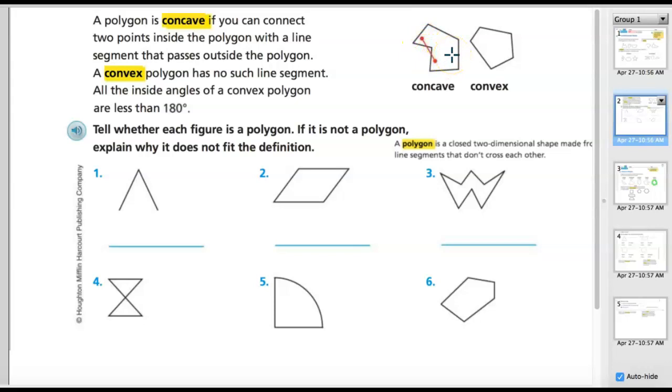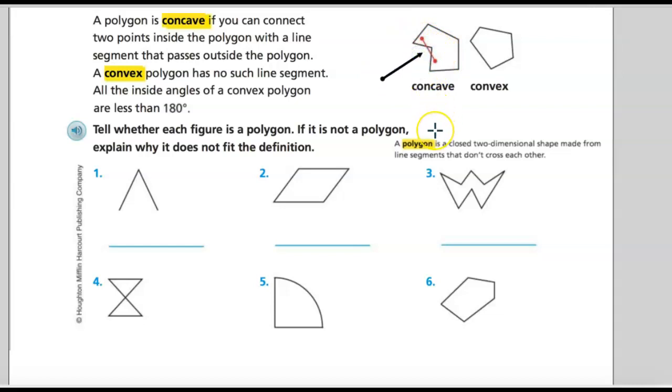Now that sounds confusing because the way I remembered it as a kid is, does this look like a cave opening? Does it look like you could walk through there and go inside of a cave? Yes, it does. Well, that's concave. So that's how I remembered it, but that might not work for you. So this is the way to remember it. It says again, if you can connect 2 points, here's a point, here's a point. If you can connect them with a line, and the line is on the inside and the outside of the shape, it is concave. So let's try that here.